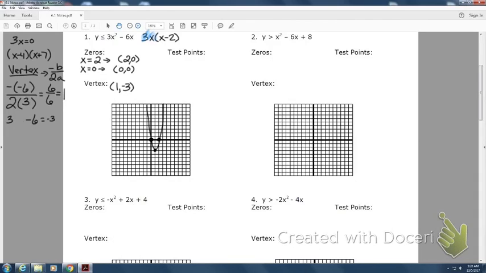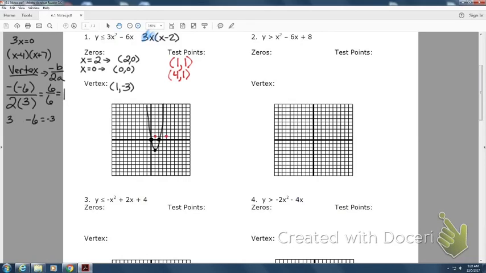So let's talk about the test points. If I am ever able to use the point 1, 1, I always use that because the math is extremely easy. Okay? So for one of my test points, I'm going to do 1, 1. For the other test point, let's do 4, 1. Okay, one inside and one outside.